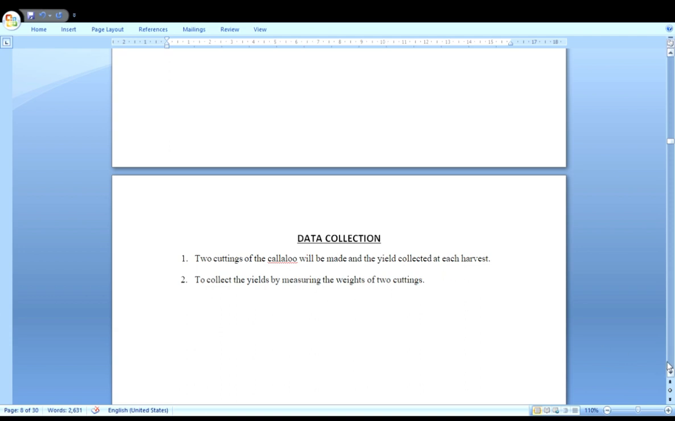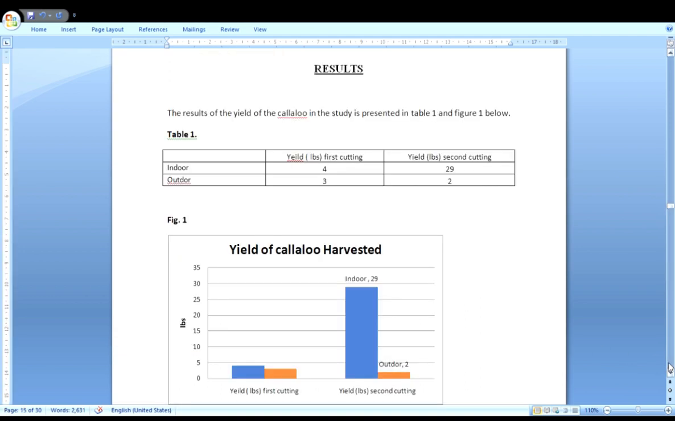So let's go back down to the results. Remember, all the information that is in your data collection is what you should have in your results, or the other way around. What you have in your results should be matched up with what you stated in your data collection. Very important.